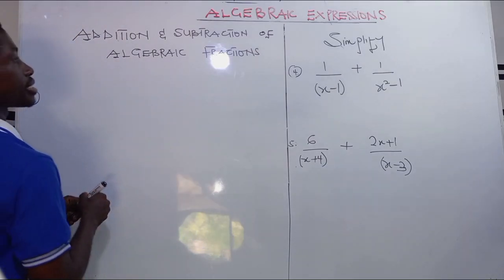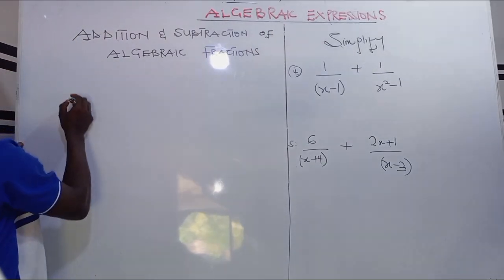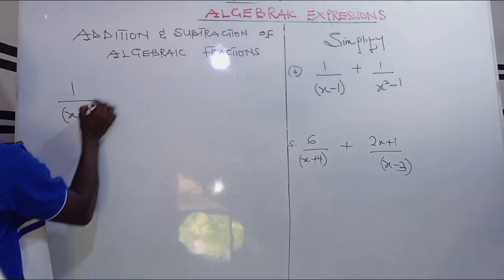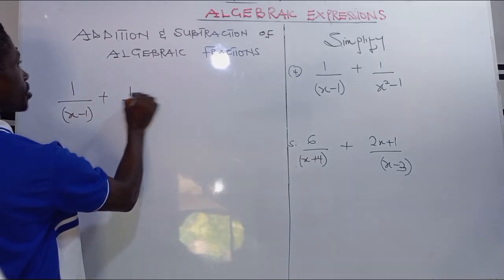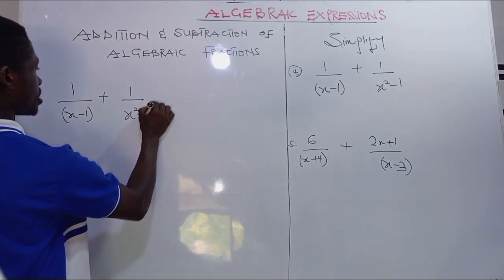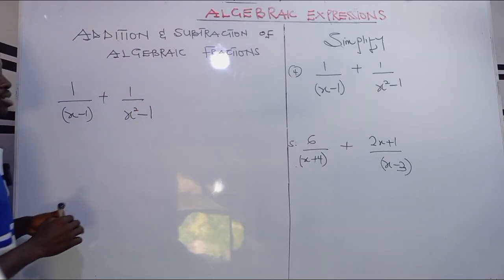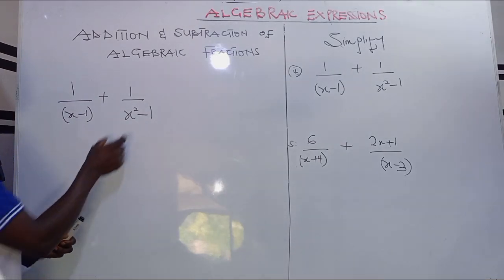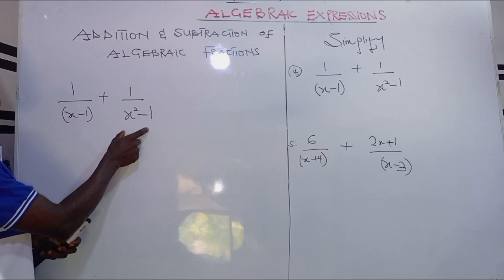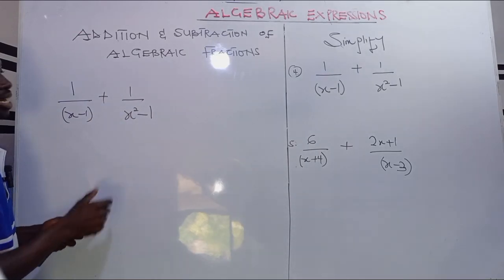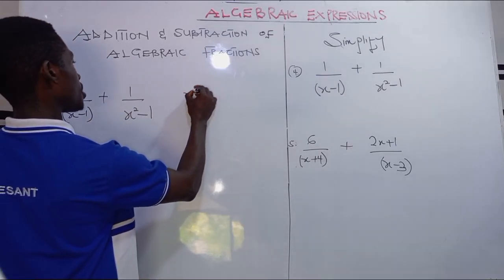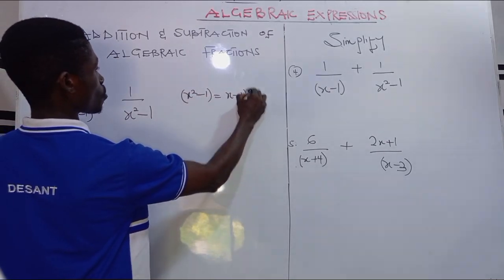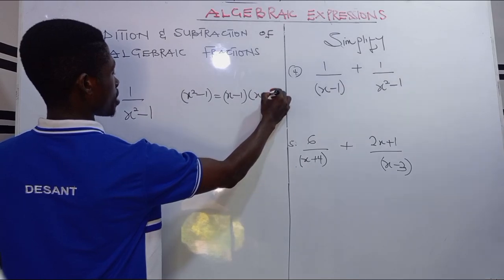So let's take example 4. We have to simplify 1 over x minus 1 plus 1 over x squared minus 1. So the first thing that we are supposed to do is to find the LCM. By looking at this denominator, it is a difference of two squares and it can be expressed as x minus 1, x plus 1.